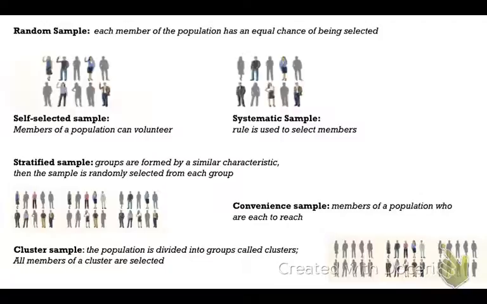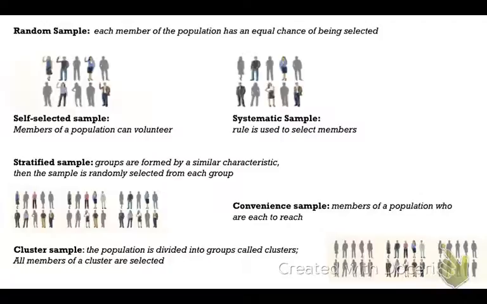One type of sample you can have is called a self-selected sample. So members of a population can volunteer. You can also have a systematic sample. So a rule is used to select members. So if you look at this little graphic, you can see that certain ones are grayed out and then certain ones are in color there. So some kind of rule has been used to select those members.